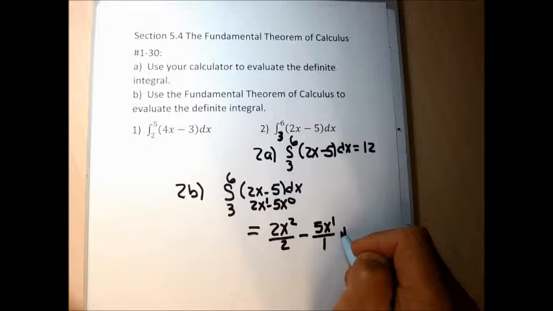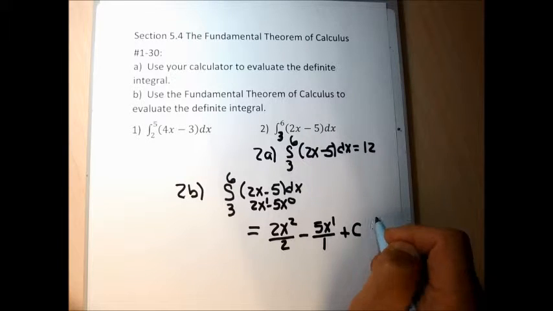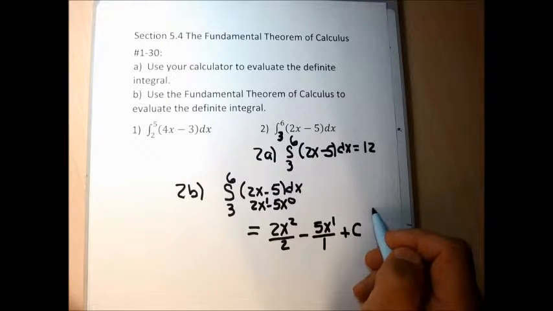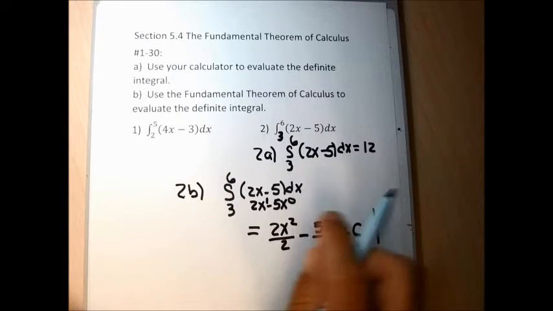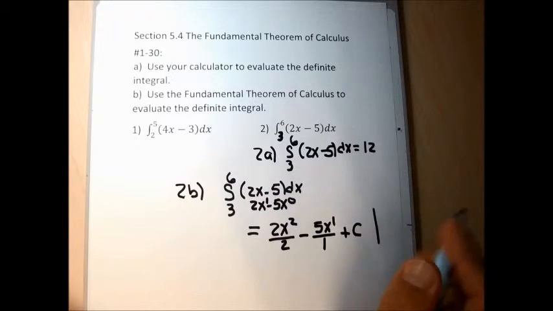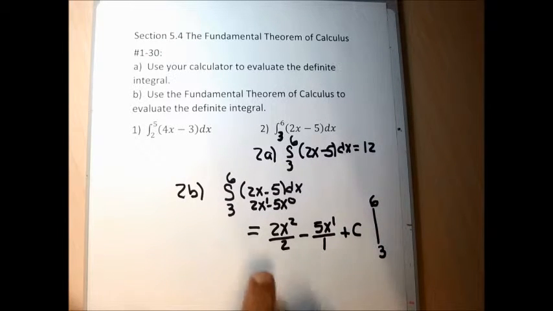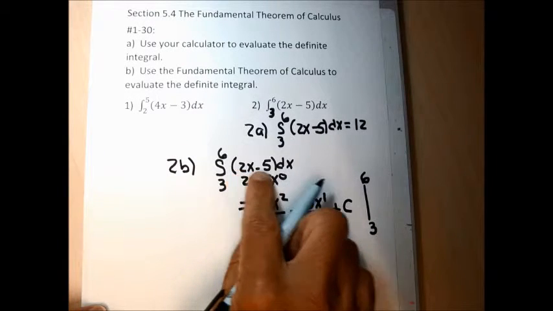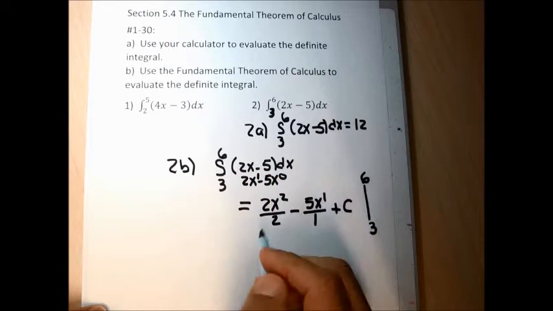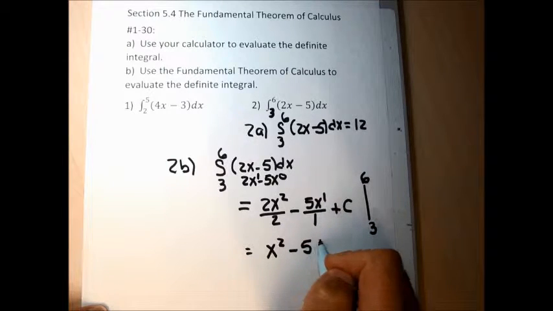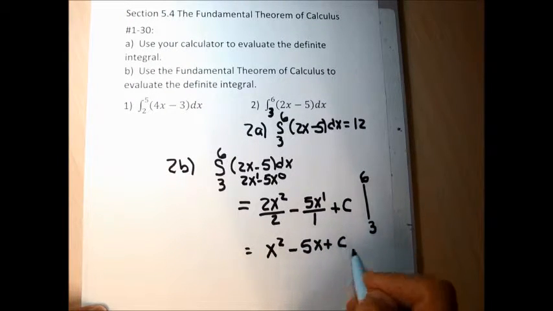Previously, we've been putting a plus c on. It turns out it's not going to be necessary in this group of problems because it's going to cancel out. And the numbers that were on the integral sign, I'm going to put the numbers here. Let me simplify this before I start dealing with the numbers. So the integral, or antiderivative, of 2x minus 5 is going to be x squared minus 5x plus c.